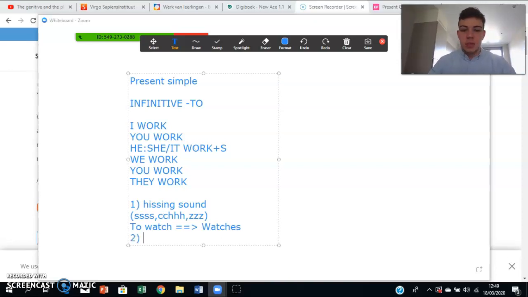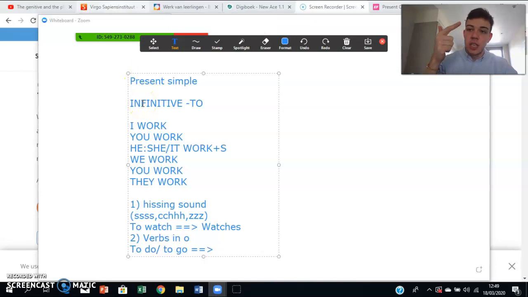Second exception, verbs in O. Examples: to do, to go. Also only in the third person singular, he, she, and it, we add es. Goes, does, it does, he does, she does.